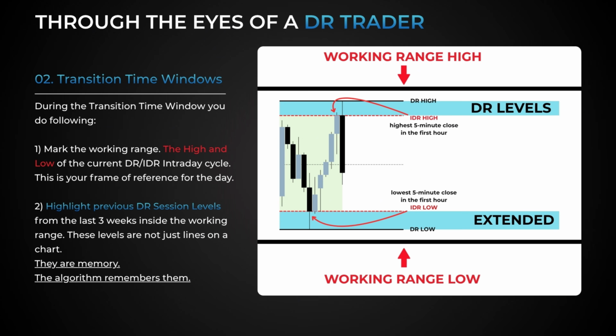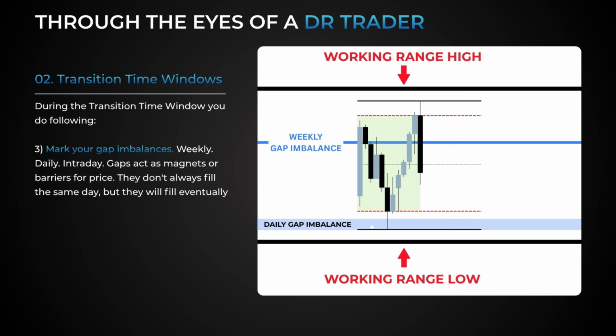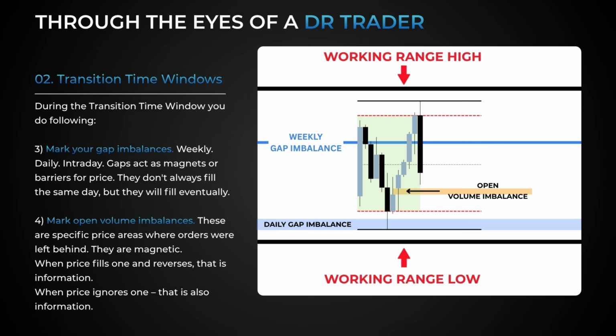Projections, breakouts, and retests from these areas define further price action. Third, mark your gap imbalances. Weekly, daily, intraday. Gaps act as magnets or barriers for price. They don't always fill the same day, but they will fill eventually, and knowing where they are changes how you read every session. Fourth, mark open volume imbalances. These are specific price areas where orders were left behind. They are magnetic. Price moves toward them. When price fills one and reverses, that is information. When price ignores one, that is also information.